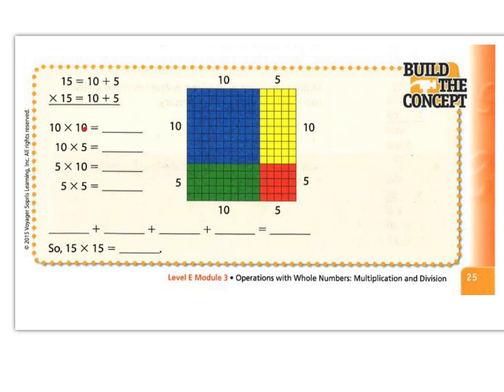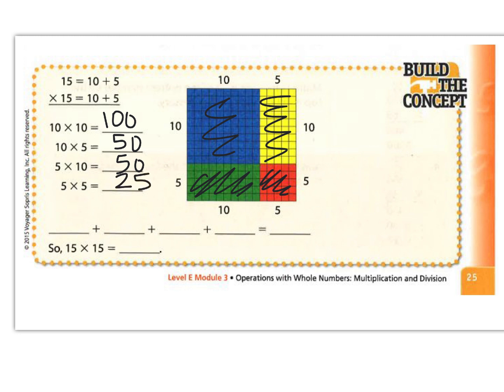This blue square is the 10 by 10, which is 100. Then we did 5 by 10, which is 50. Then we did the other 5 by 10, which is 50. And then this little one down here that's left is 25. So that means you can just add 100 plus 50 is 150, plus another 50 is 200, plus 25 is 225. So 15 times 15 is 225.